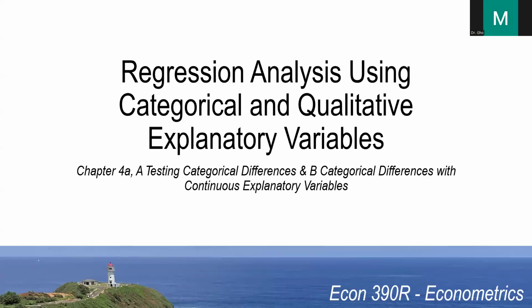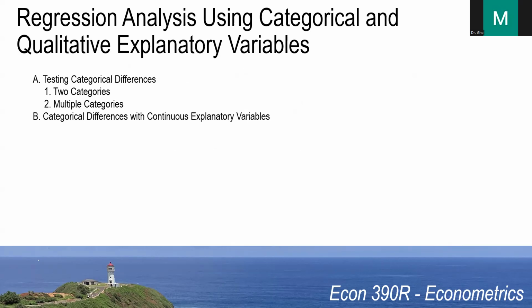Well, welcome to the Econometrics chapter. Today we are going to start a discussion using regression analysis with categorical and qualitative explanatory variables. To help with that, we'll look at testing categorical differences. We'll start off with looking at just two categories, pretty simple, and then we'll expand that to multiple categories. And then we'll talk about how we can include continuous explanatory variables as well.